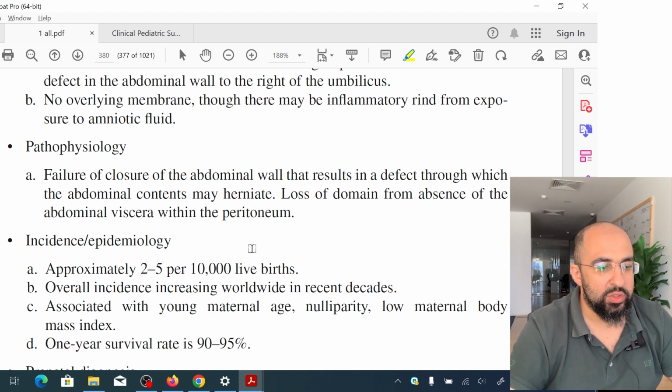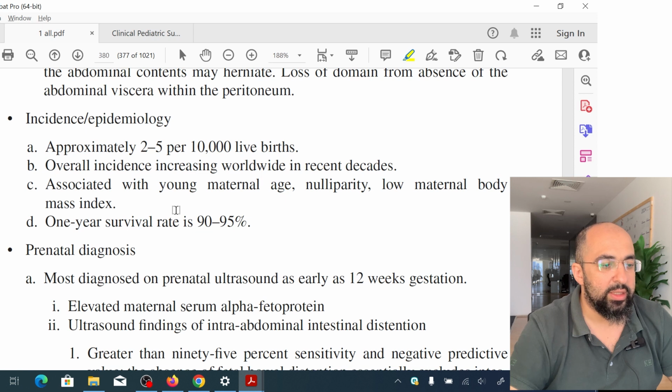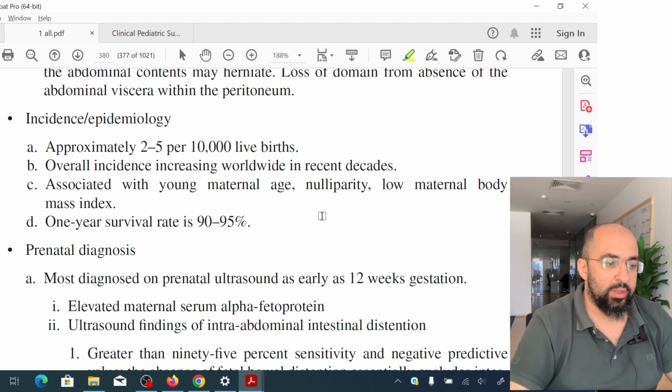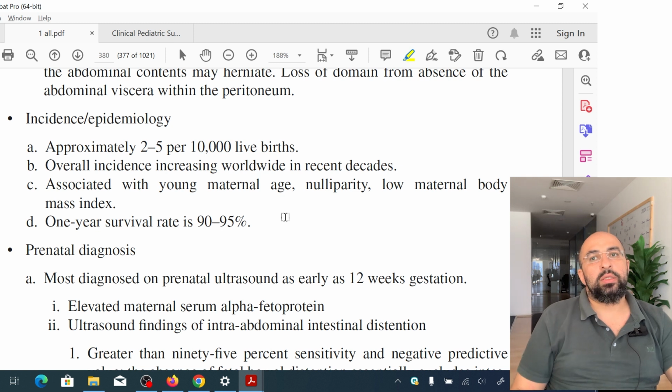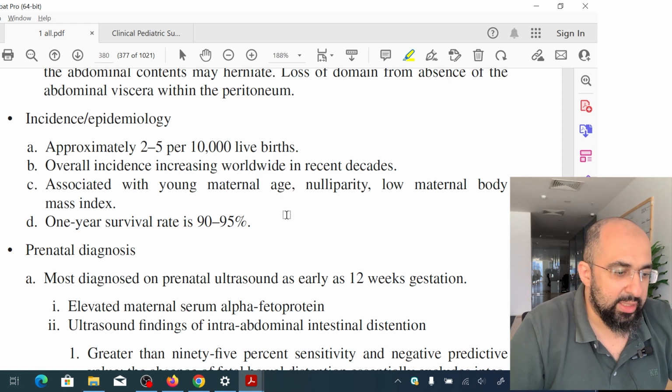Loss of domain from absence of abdominal viscera within the peritoneum. The incidence is 2 to 5 per 10,000 live births, and the overall incidence worldwide in recent decades is increasing, associated with young maternal age, low maternal body mass index, and nulliparity. Three things: nulliparity, young age, and low body mass index of the mother.